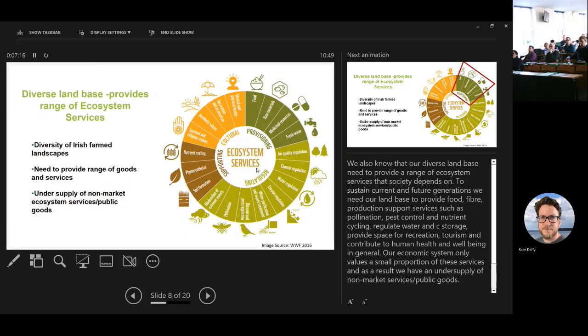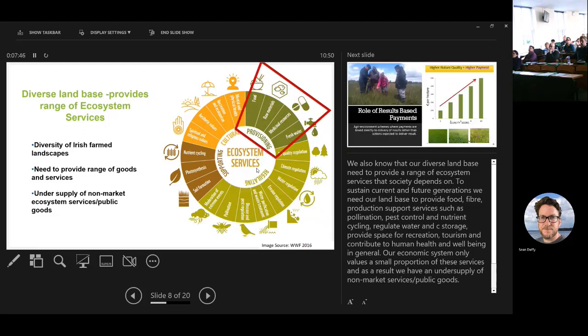But we do have a diverse land base, and this land base that we manage provides us with a range of ecosystem services that you see there. It provides everything that we need in terms of food, raw materials, medicines, fresh water, but also supporting services such as pollination, soil quality, nutrient recycling, and it's also hugely important for human well-being. Recreation and tourism is all dependent on this.